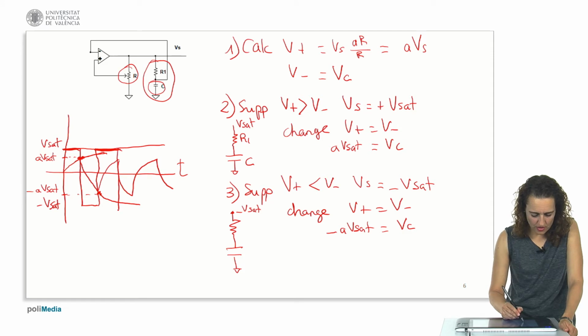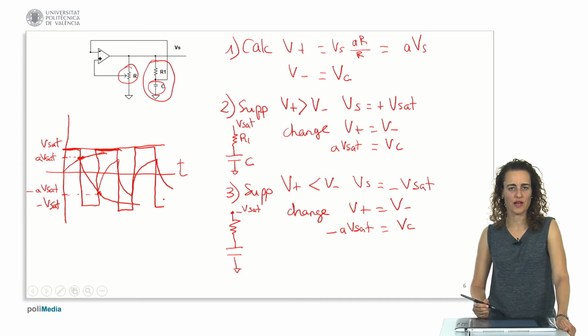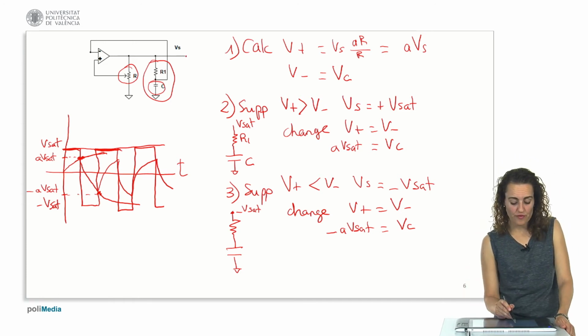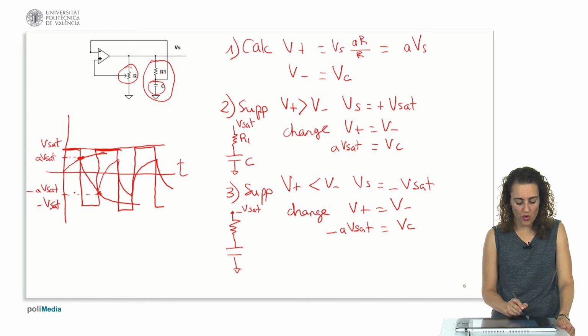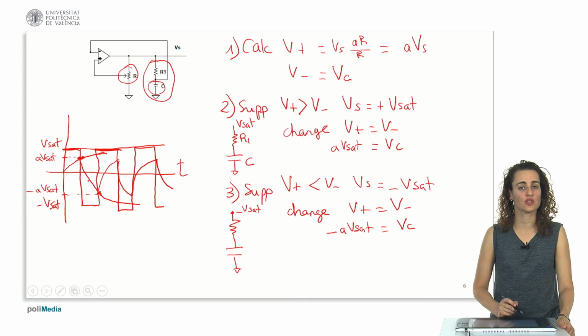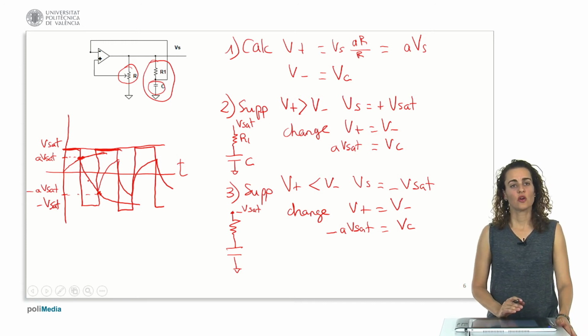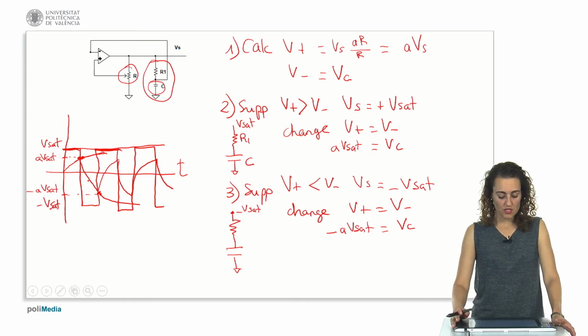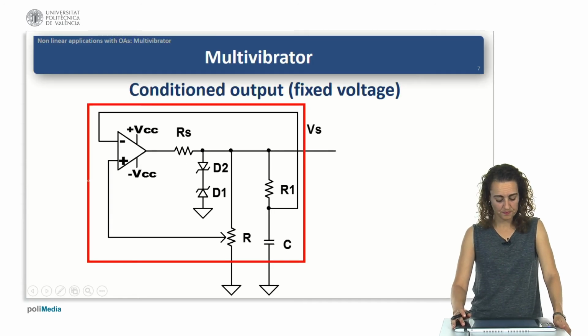The change of state occurs when the charge and discharge of the capacitor reaches a certain value. So we can conclude that the output of the operational amplifier is a square waveform, and V minus follows the charge and discharge of the capacitor. From no input we have obtained an oscillating voltage which is a square waveform. This is why this is called an oscillator or a multivibrator.